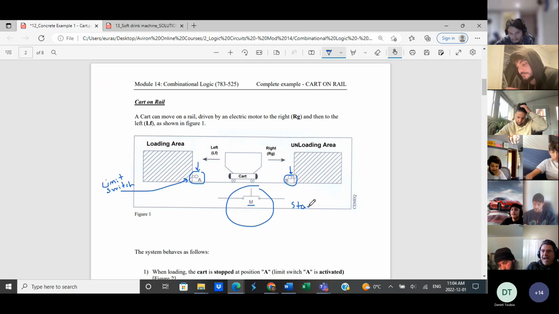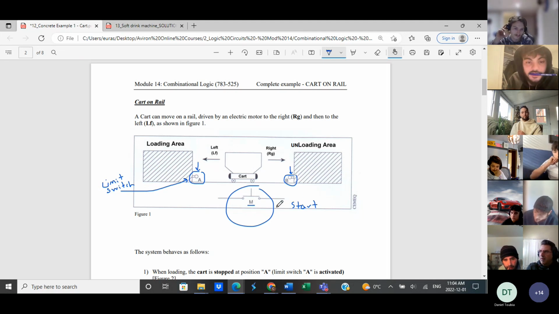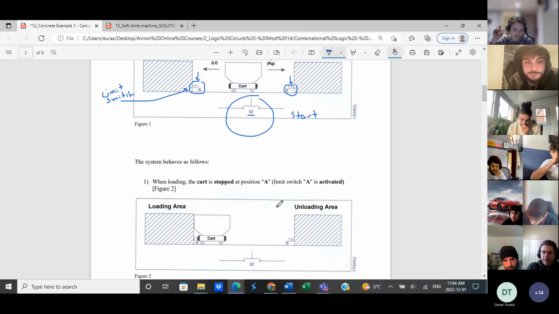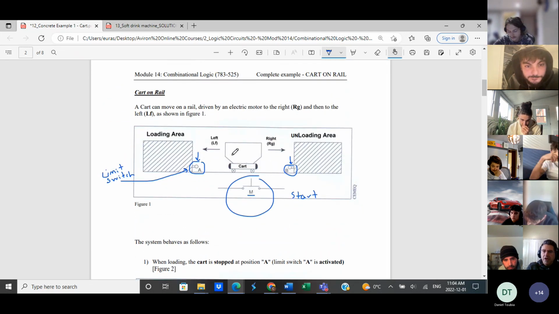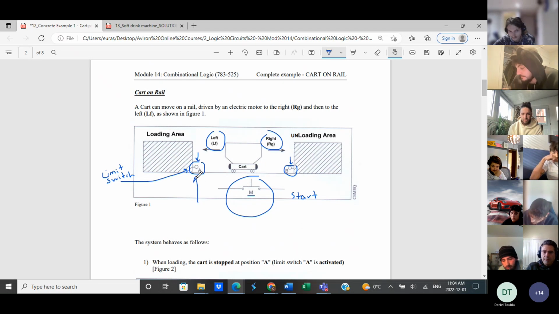Now we have to follow the sequence. We don't know much about motors yet or motor controls, so this is a simplified version. So this is the scenario. Now we're going to start right here. Well, one more thing. The cart can either go left or the cart can go right. So we have 1, 2, 3 inputs, and we have 2 outputs now.